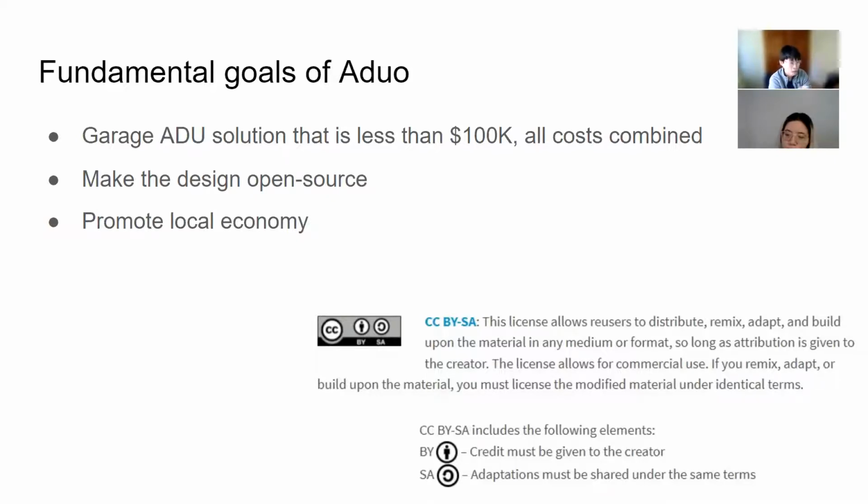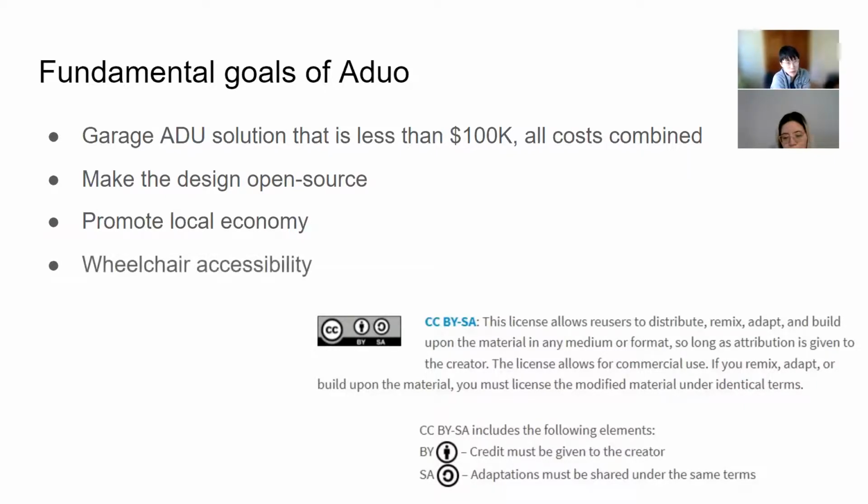You can see on the bottom right is an image of a Creative Commons license that I've been thinking about for this material. Once it's on the web, it allows for commercial use, so people can make money off of this design, but it just always gets reattributed back to the original design. So that's what I've been thinking about so far.